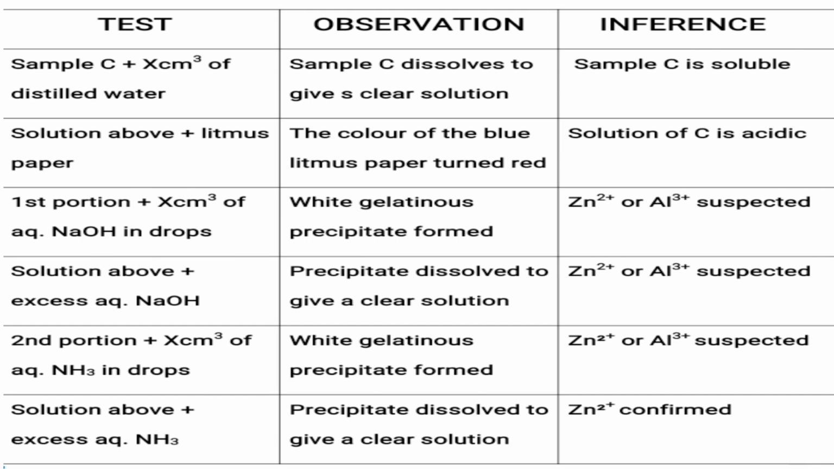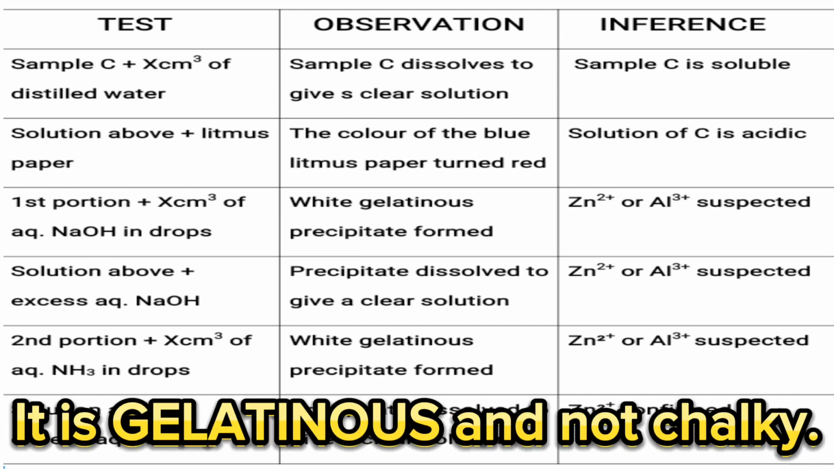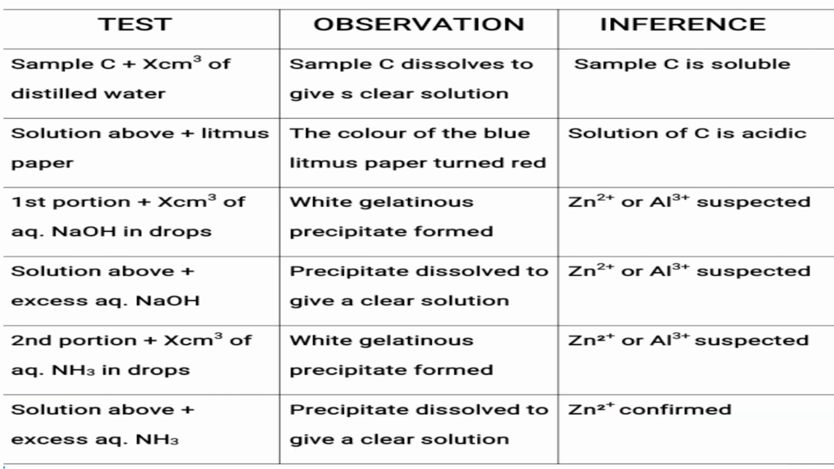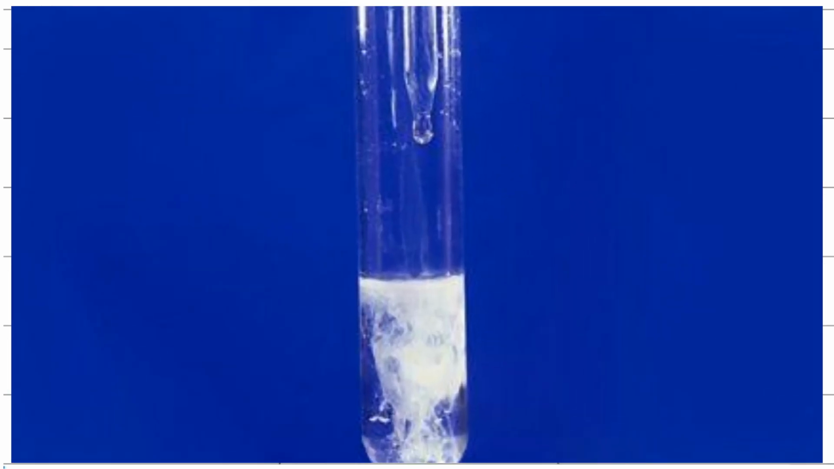Then they could tell you to divide that solution into two portions, into two different test tubes. So they could tell you to work on the first sample. In the first sample, they could tell you to add a given volume of aqueous sodium hydroxide in drops. So in drops, you can just put 2 or 3 drops. When you do that, you observe a white gelatinous precipitate. It is gelatinous and not chalky. So don't ever make that mistake of writing a white chalky precipitate. It's a gelatinous precipitate, just like what is displayed on your screen.